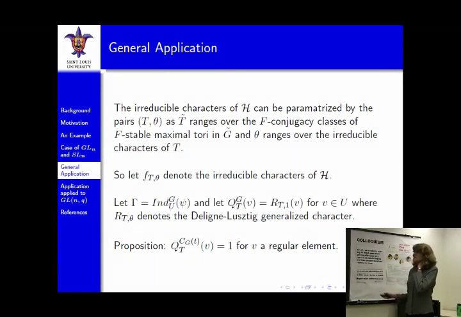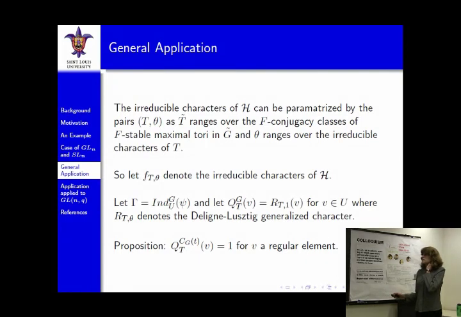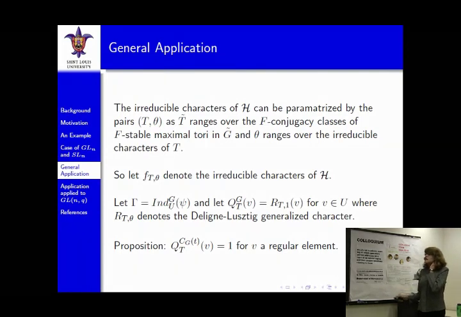Let's let gamma be this induced character. I'm inducing from U up to G. This is the Gelfand-Graev character. Let Q T G be the green function. It is equal to a dualistic generalized character. And these are only defined on the unipotent subgroup. They're 0 off of the unipotent subgroup.